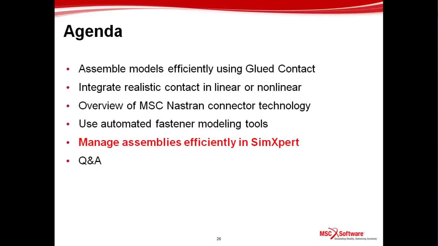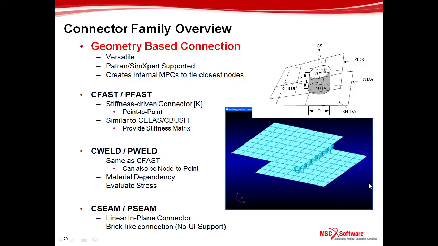The next topic is to quickly cover MD Nastran connector technology. For those not familiar with it, MD Nastran offers three types of connectors: the fasteners, the weld, and the seam. The particularity of these connectors is that they rely on a global geometric position of points that are projected on shells. So you can very easily tie to geometric positions that can be imported in either Fastener or SimXpert as geometric locations.